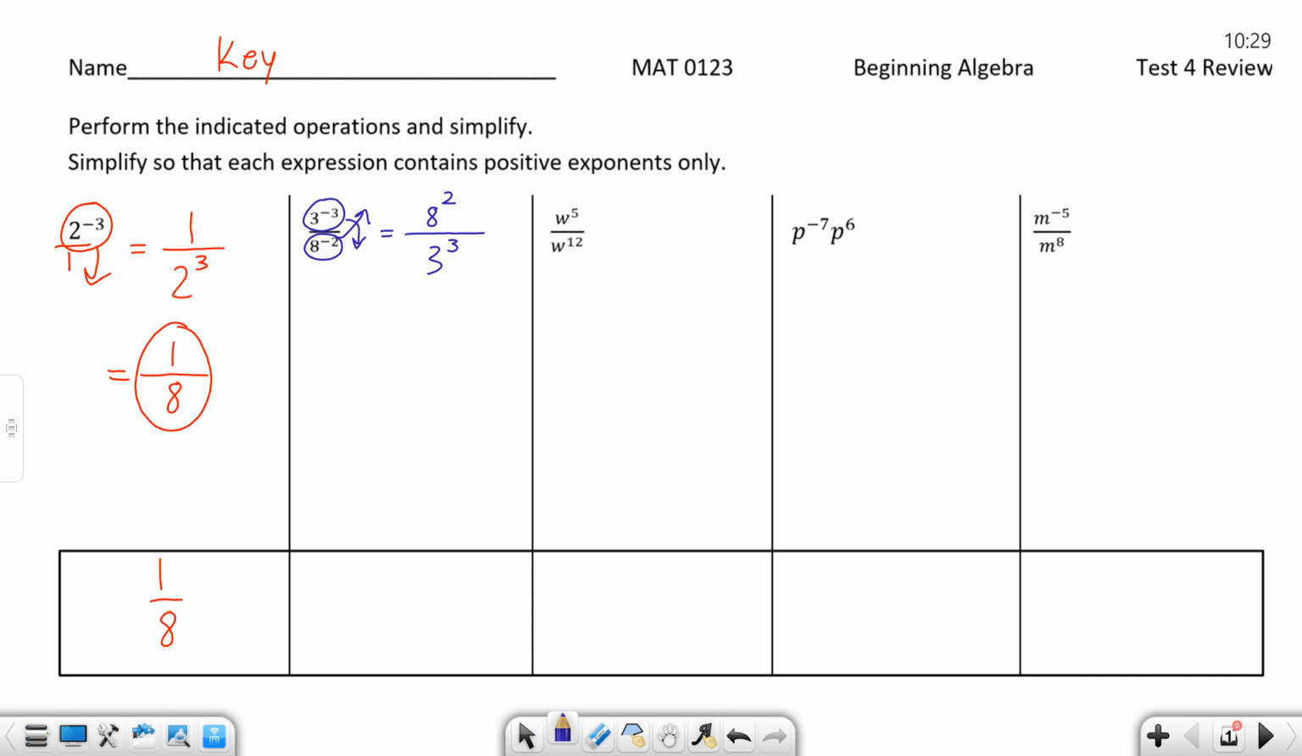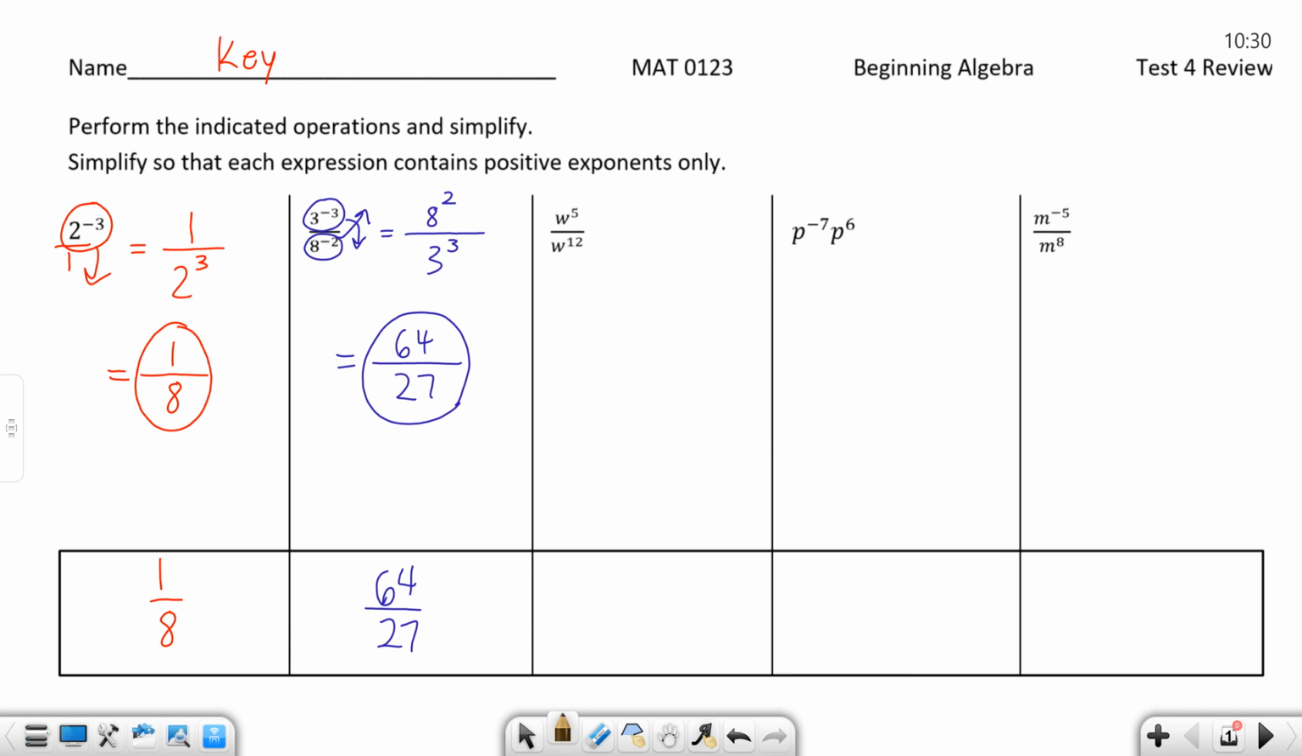So now again we simplify those. We say, what is 8 squared? Well, 8 squared is 64, 8 times 8, right? And here 3 cubed is 3 times 3 is 9, times 3 more is 27, and nothing will divide into 64 and 27, so that is our final answer. All right?